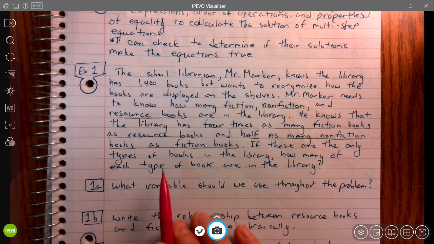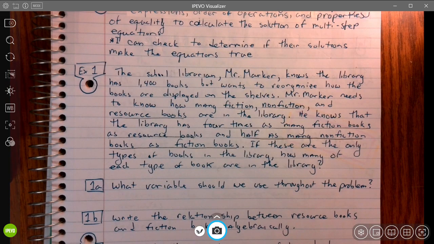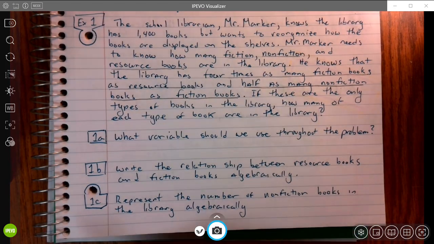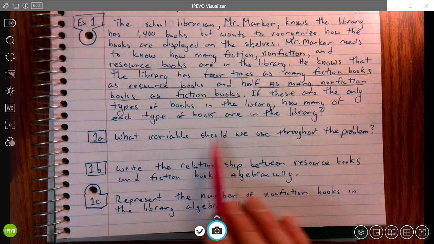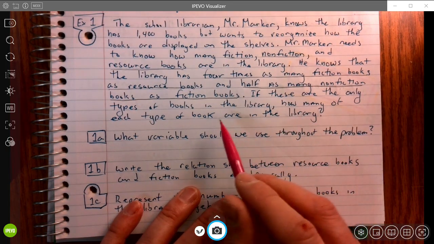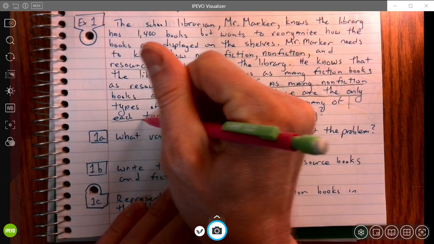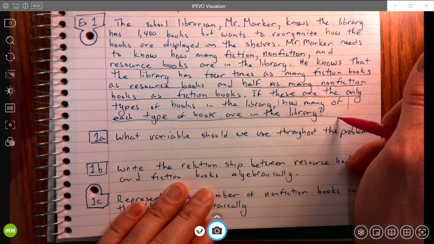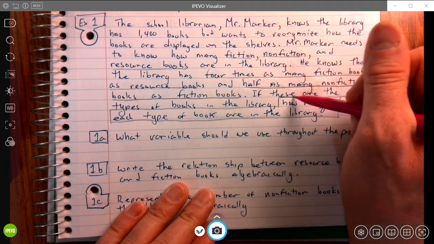If these are the only types of books in the library, how many of each type of book are in the library? So that might seem a little bit dense, but I promise if you walk through these steps, it'll all make sense. So question 1A says, what variable should we use throughout the problem? Now remember, the question is stating how many, I'm going to put a box around it, how many of each type of book are in the library. So we need to figure out how many of each type of book are in the library. This is the main part of the question right here.